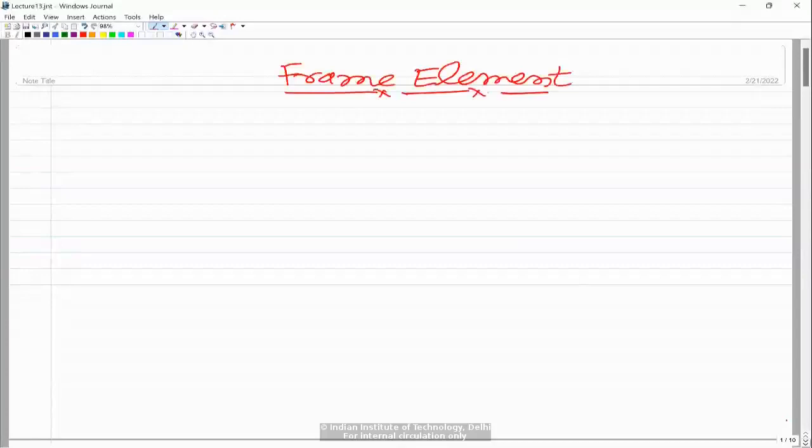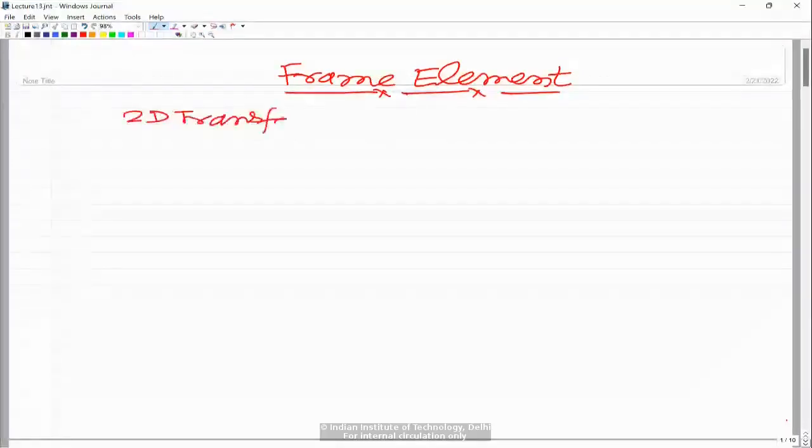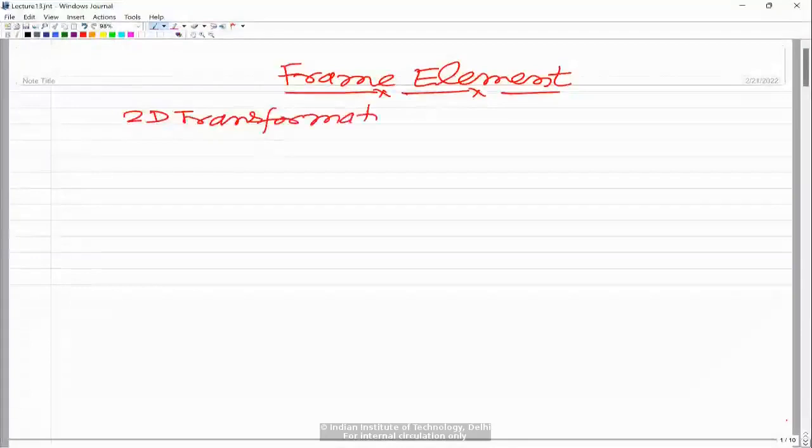We had, of course, discussed the development of the element level governing equation, element level stiffness matrix, external load vector, and internal load vector. And the last thing I was discussing is the 2D transformation for the frame element.